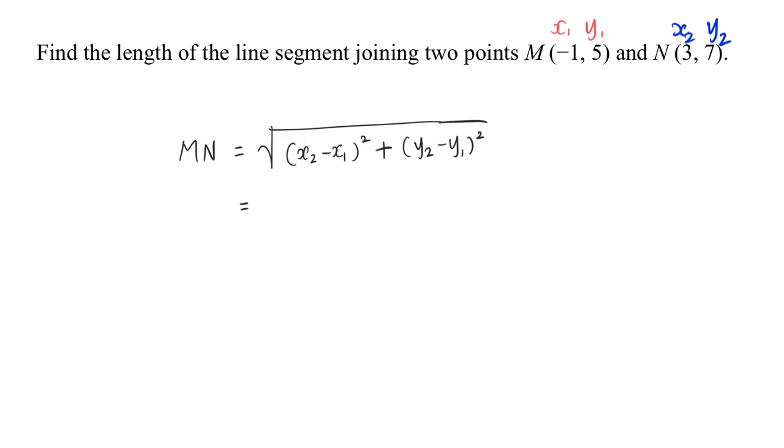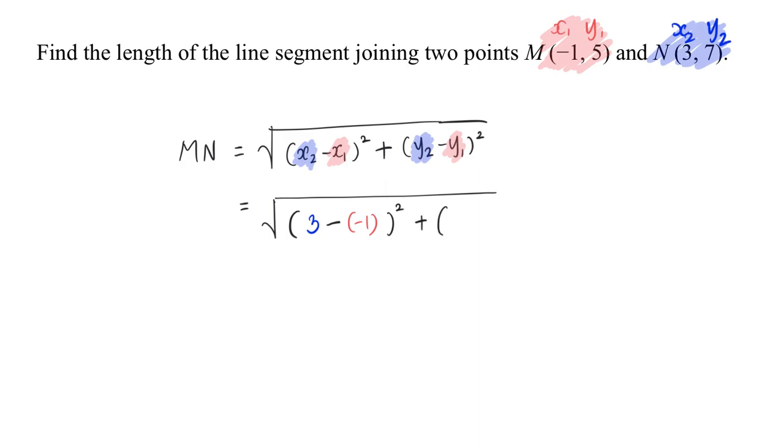Then it is very easy for us to do because we are now able to just substitute neatly the values for my x1, y1, x2, y2. Alright, so it will be 3 minus, if it is negative I will have to put a bracket, squared, plus 7 minus 5.